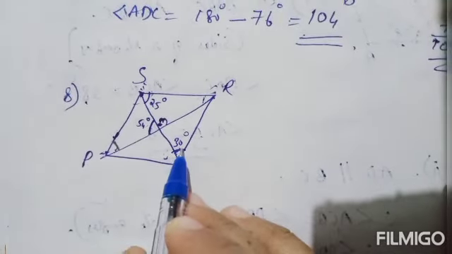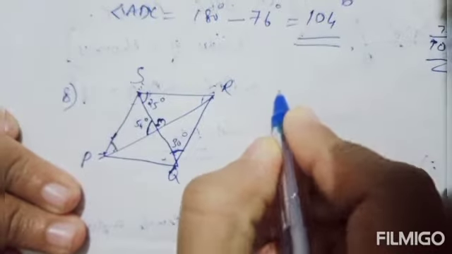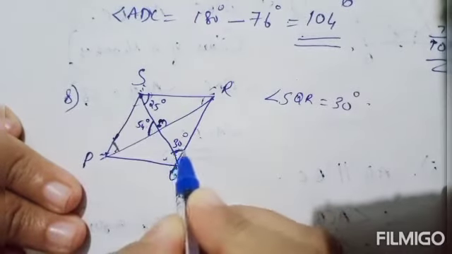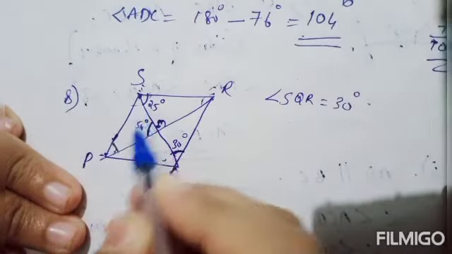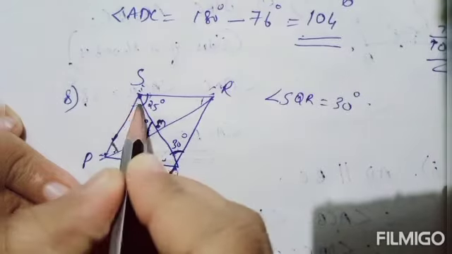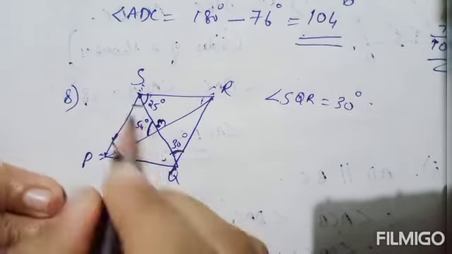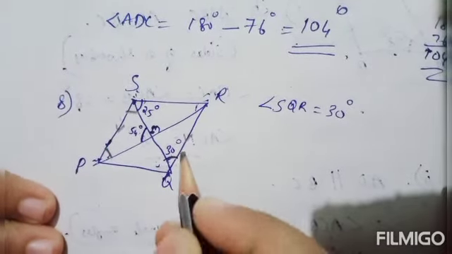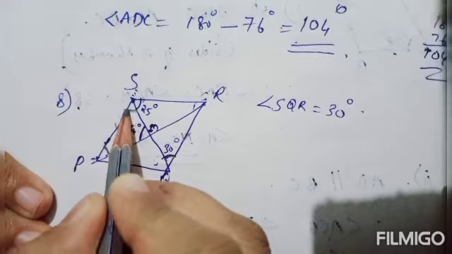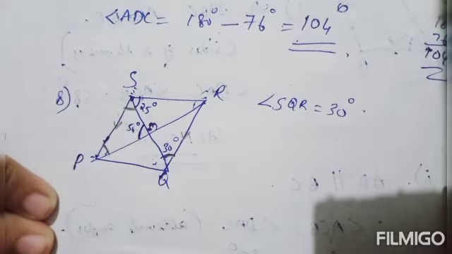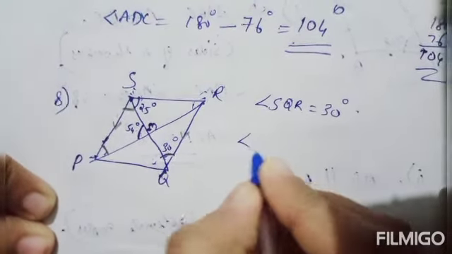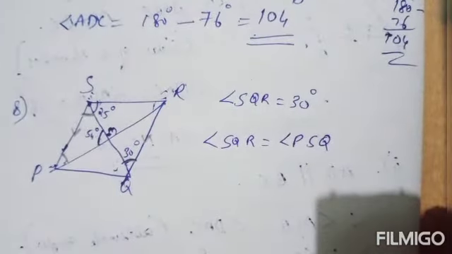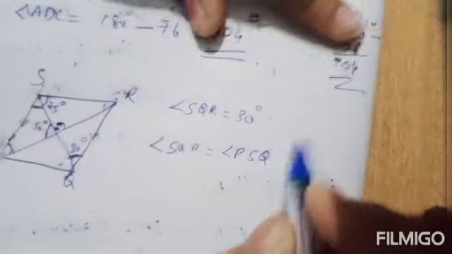So here angle SQR is given as 30 degrees. This angle SQR and angle PSQ, these two angles, PSQ, this angle, form a pair of alternate angles. As PS is parallel to QR, angle SQR and angle PSQ form alternate angles, so they are equal. Angle SQR is equal to angle PSQ. The reason is they are alternate angles.